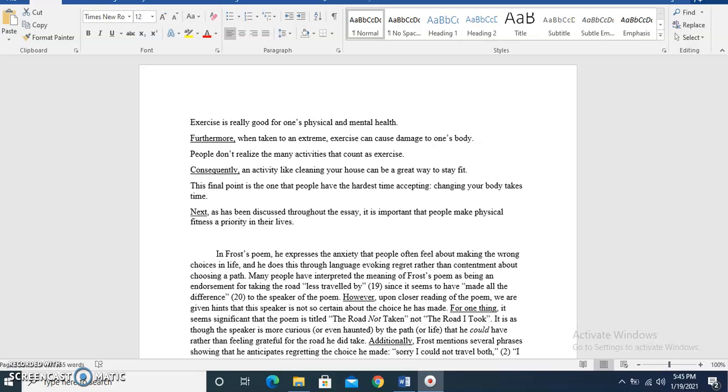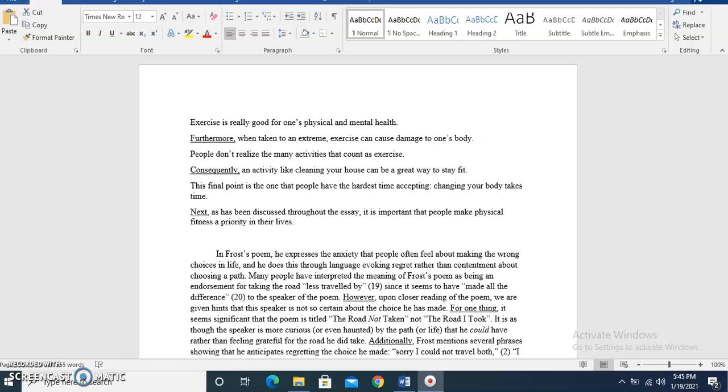Let's look at the middle two. People don't realize the many activities that count as exercise. Consequently, an activity like cleaning your house can be a great way to stay fit. Again, here's an example of something that can be a good transition. It's just not in the scenario we have here.